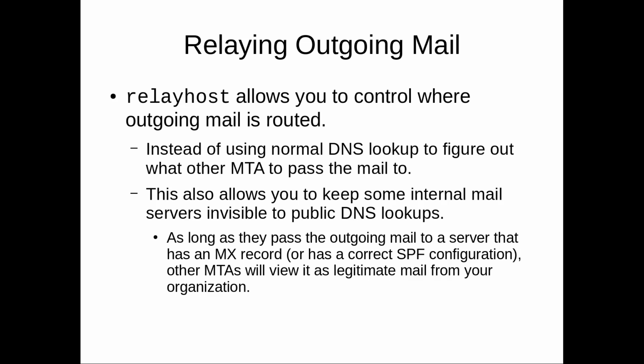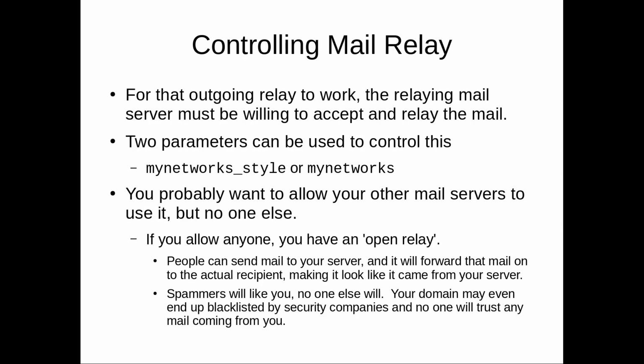If either of those is set up correctly, again, preferably SPF, the mail servers that we are corresponding with will view this as legitimate mail from our organization because it is coming from and has been handled by a mail server for our organization, so they'll accept it. For that outgoing relay to work, though, the server we're relaying through must be willing to accept and relay that mail. And there's two possible parameters you can use to control this: mynetworks_style and mynetworks. And I'll tell you right now, mynetworks is the better way to go, and we'll explain why in a moment.